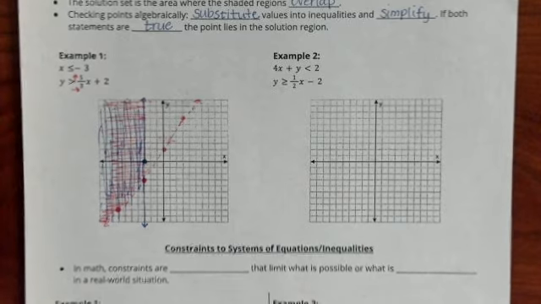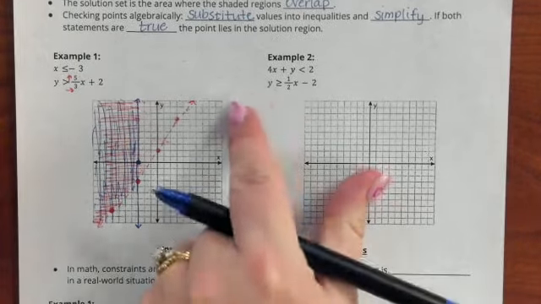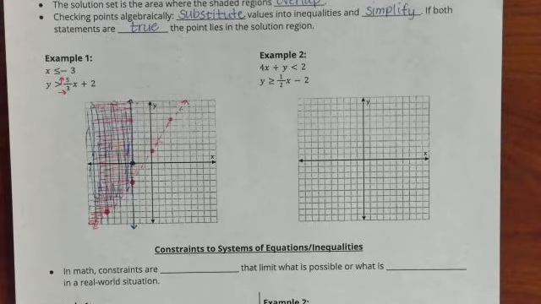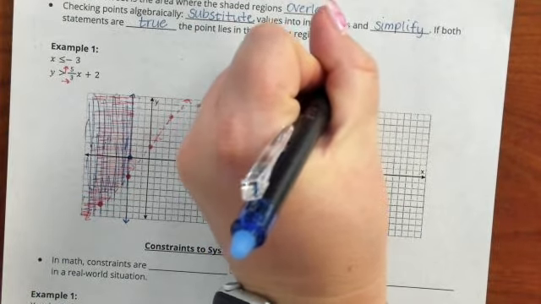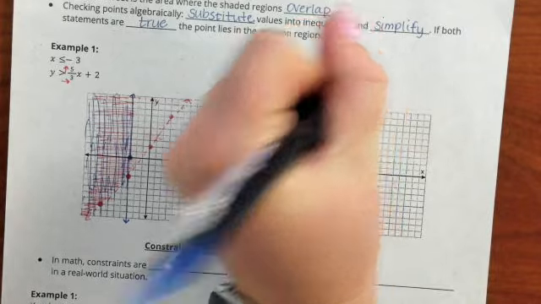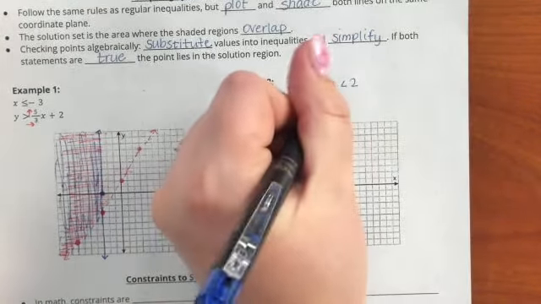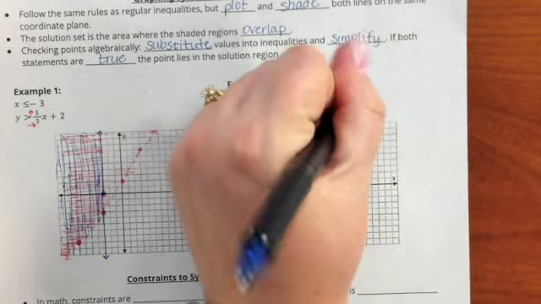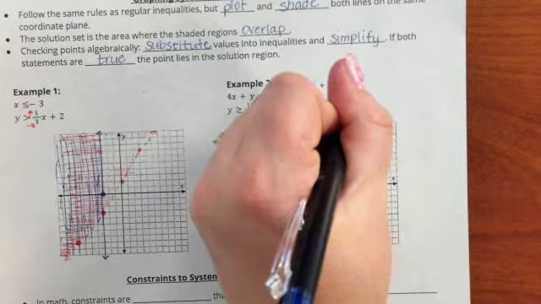Okay, so moving on to example 2. We see that we are not written in slope-intercept form. We're written in, yep, that's right, standard form. Okay, so 4x plus y is less than 2. I need to solve for my y by subtracting 4x. So y is less than negative 4x plus 2.